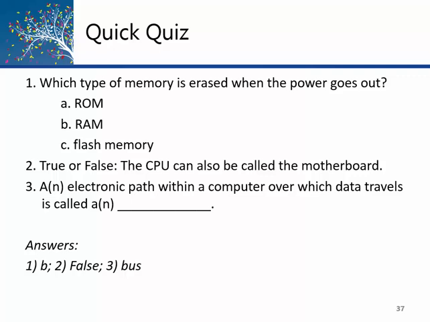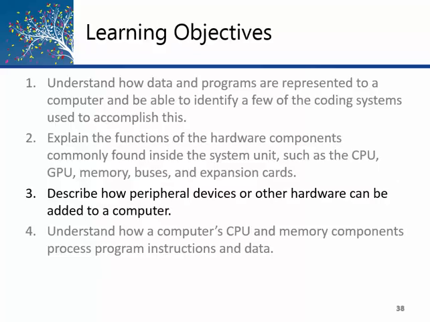Okay, quick quiz number 2. What type of memory is erased when the power goes out? RAM memory is erased. Our main memory is called RAM, and when power goes out, we lose what's in RAM. True or false? The CPU can also be called the motherboard. That's false. The CPU is one of the many components on the motherboard, but the motherboard and the CPU are very different things. Question 3, an electronic path on which data travels is a bus.